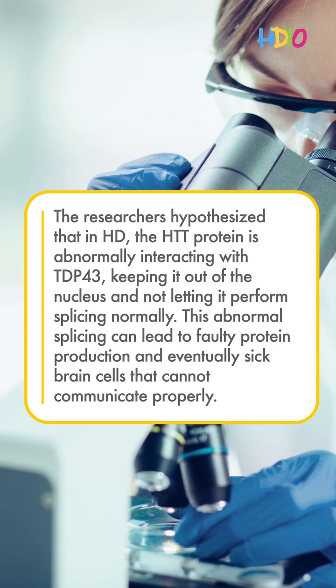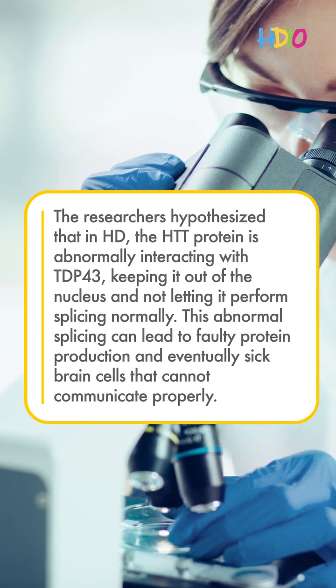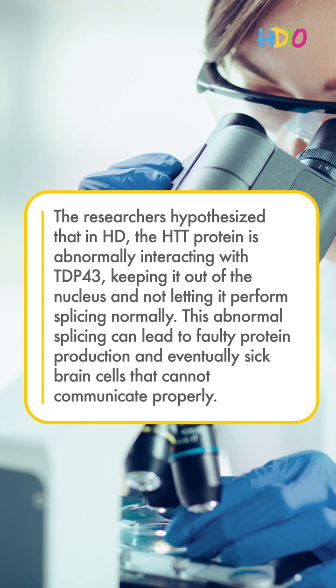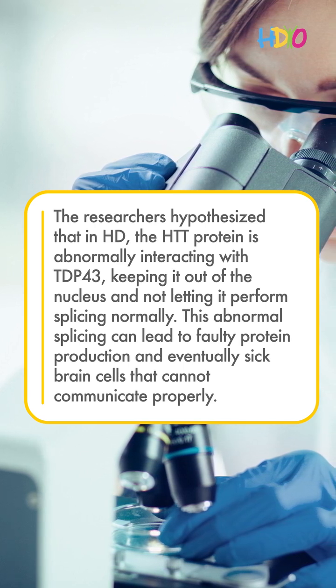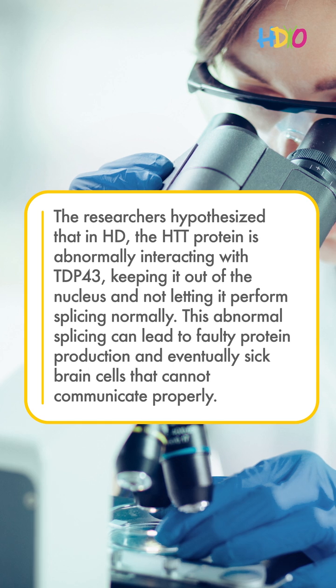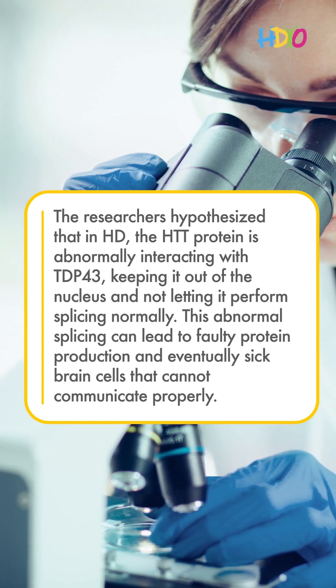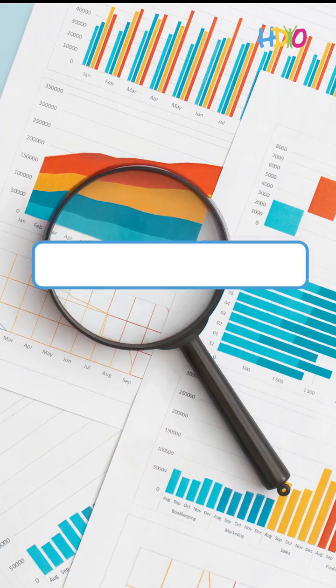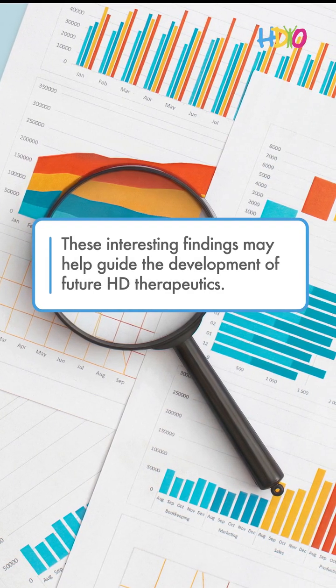The researchers hypothesized that in HD, the HTT protein is abnormally interacting with TDP43, keeping it out of the nucleus and not letting it perform splicing normally. This abnormal splicing can lead to faulty protein production and eventually sick brain cells that cannot communicate properly. These interesting findings may help guide the development of future HD therapeutics.